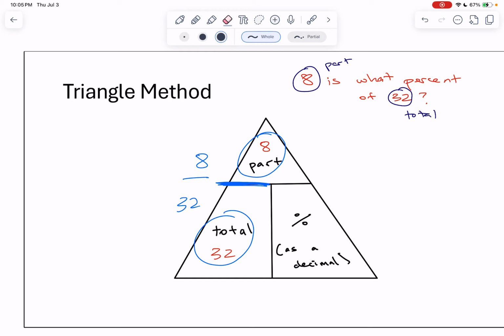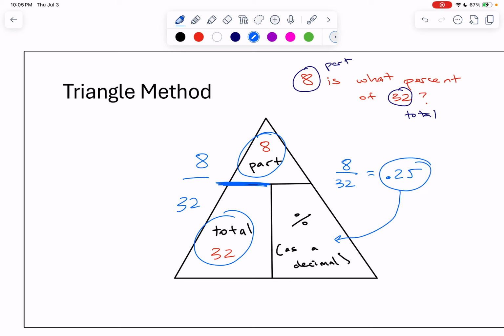So let's try that. We have 8 divided by 32. Hit enter on our calculator, we'll get 0.25. And that is our missing spot, 25% as a decimal. Now, if I wanted to turn that into a percent, not as a decimal, I would just have to move the decimal over 2 times to the right or multiply by 100. Same thing, and that would equal 25%.